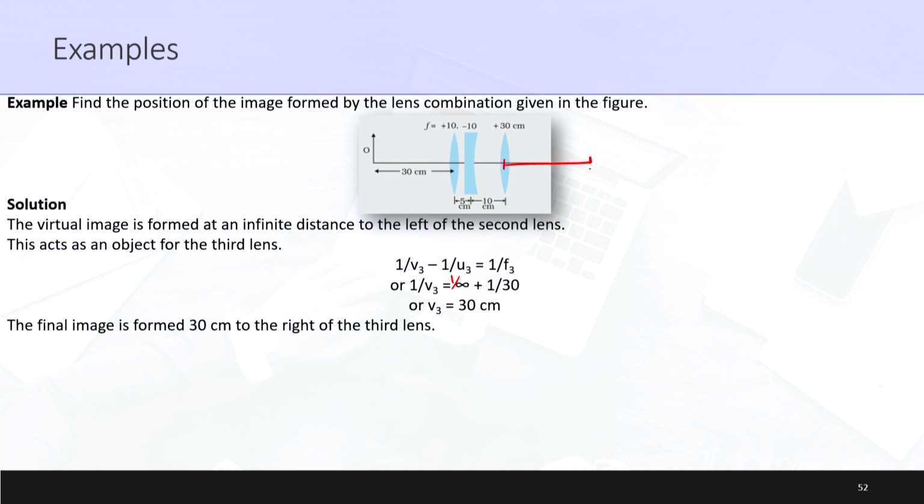So, that means it is formed somewhere here. That means from the first lens it is formed at a distance of 30 plus 15, that is 45 centimeters. From the second lens it is formed at a distance of 30 plus 10, that is 40 centimeters, and from the third lens it is formed at a distance of 30 centimeters towards the right of the lens. Okay. Let me stop it here only.